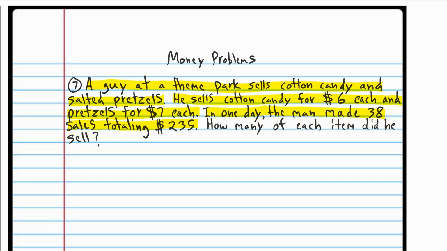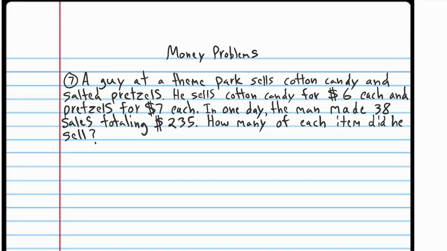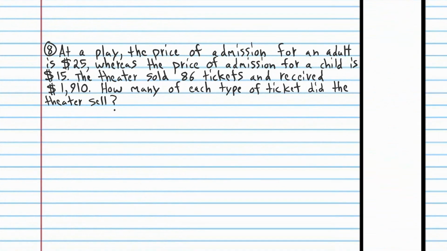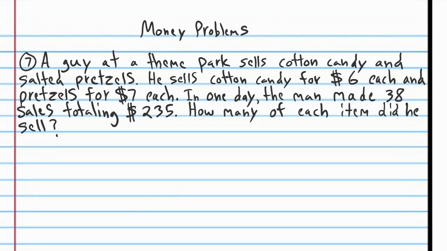So I know this looks intimidating, but remember the first thing that we need to do is simply define our variables. Don't let yourself be intimidated until you define those variables first. After you define the variables, then you can worry about the difficulty of the problem. So how many of each item did he sell?